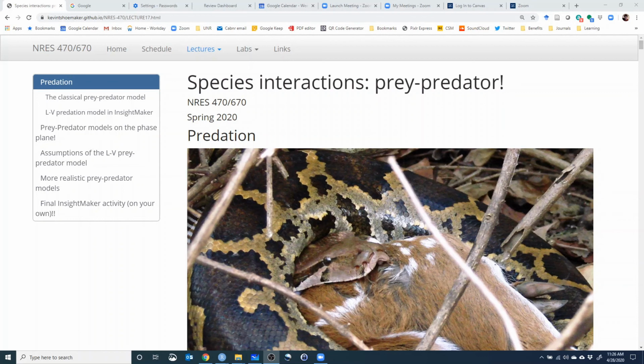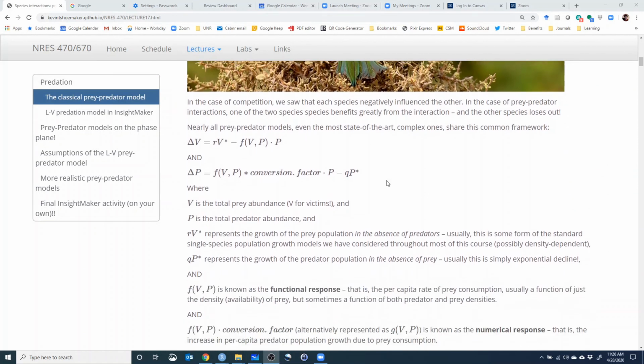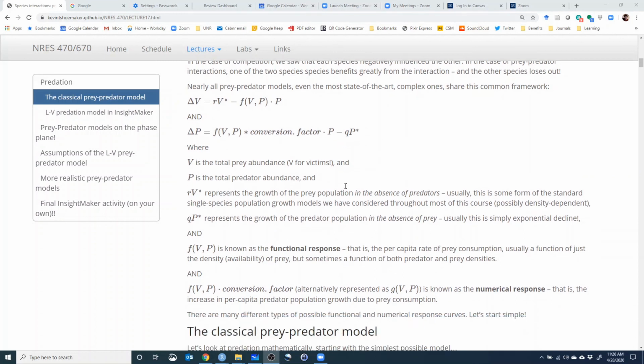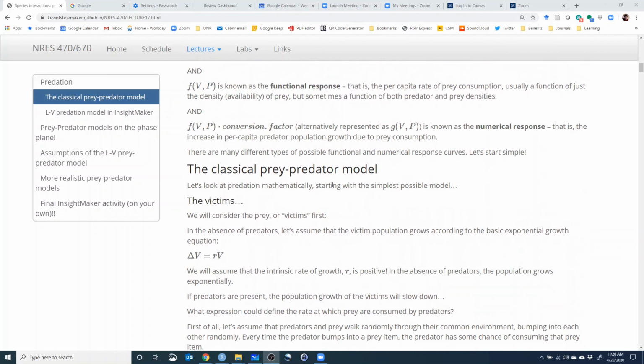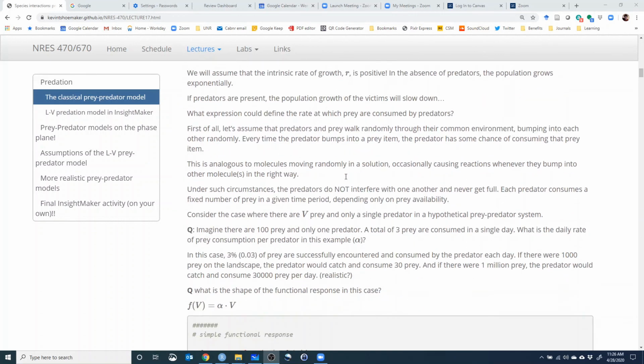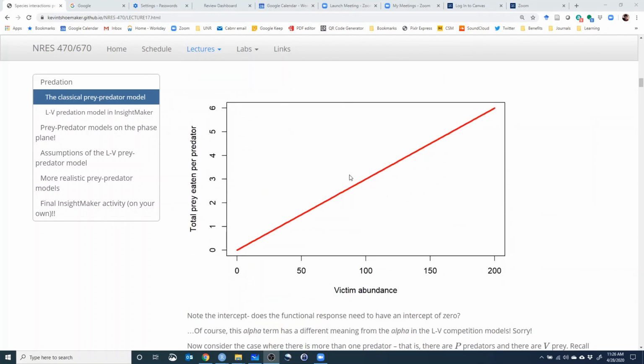All right, let's continue our discussion of prey-predator models. We've been through in the previous lectures the basic equations of the Lotka-Volterra prey-predator model. We went through some of the reasons why the assumptions of the Lotka-Volterra model are somewhat unrealistic, but it's a really good starting place. Some of these unrealistic assumptions include this functional response. Functional response is just the total prey eaten per predator as a function of the prey abundance.